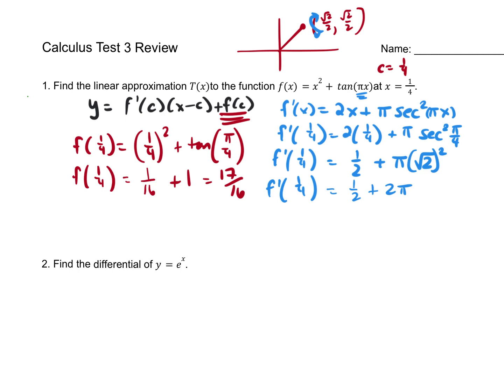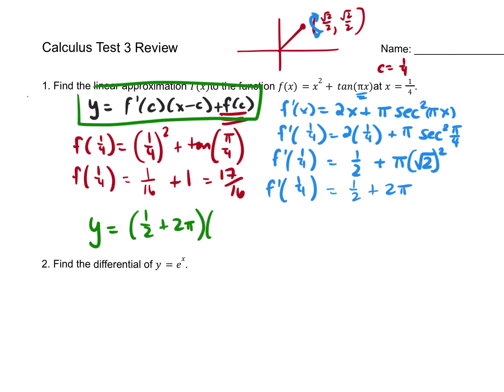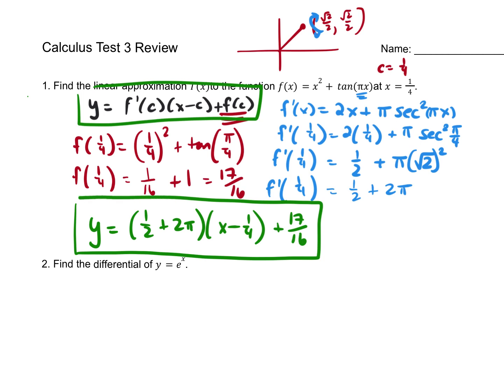So now that I have f of 1/4 and f prime of 1/4, it's really just plugging into this formula. So my tangent line is f prime of c, which is this 1/2 plus 2 pi, times x minus 1/4, plus f of c, which is 17/16. So this would be the line that would be tangent to this equation at 1/4. So if I were to graph this function and this tangent line function, we would see the line here touches the graph at one place, barely touches that curve at x equals 1/4.